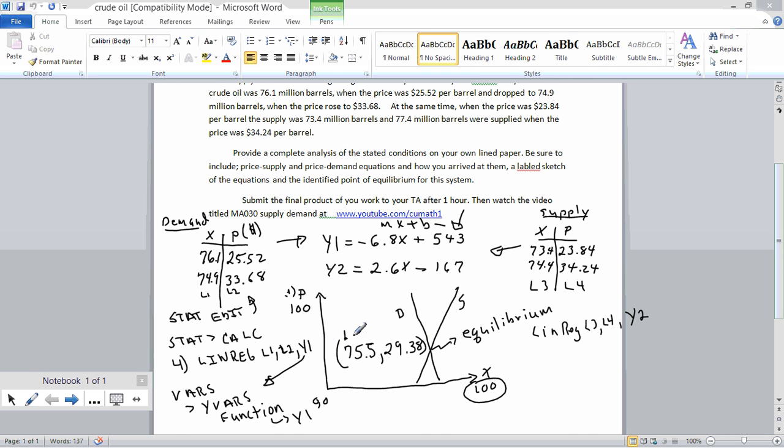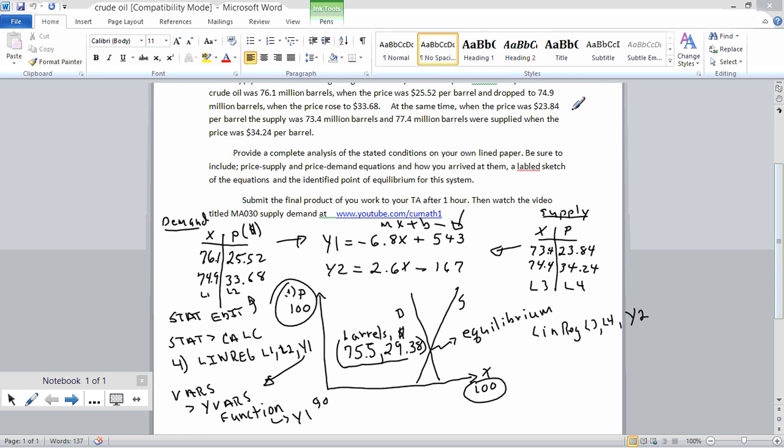And again, these are barrels, and these are dollars. So that's what I would have expected to see. Something that looked roughly like this, tells how you took the data, put it in a tabular form, identified one as demand, identified the other as supply, stated what you came up with for equations, identified how your window was set, and of course located that point of equilibrium, what in the high school realm you call your point of intersection.